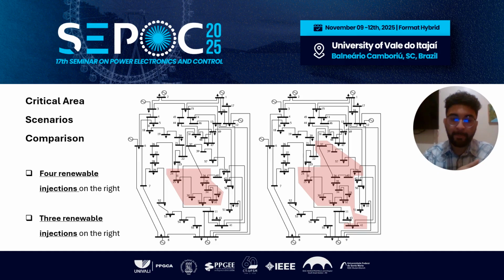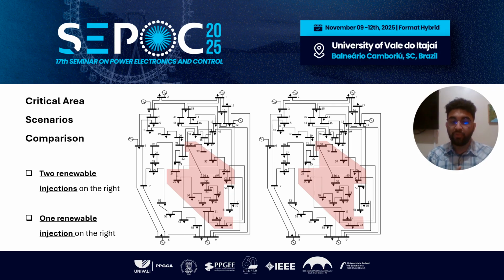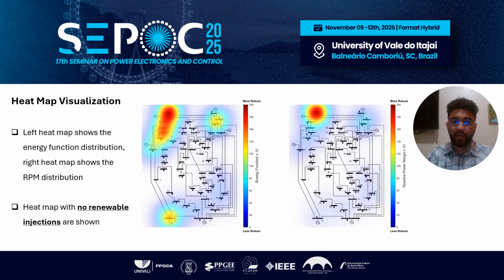and on the right we're going to have the 3 renewable injections. You can see that as we take them one by one, the critical area is going to be increasing more and more. Here is the last analysis, with 2 renewable injections on the left and 1 renewable injection on the right. And when we remove the last renewable injection, we're again in the base case scenario with the big critical area.